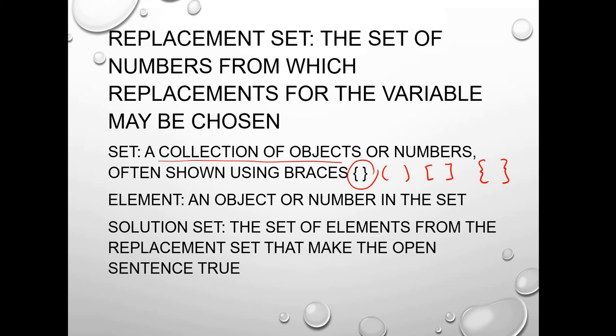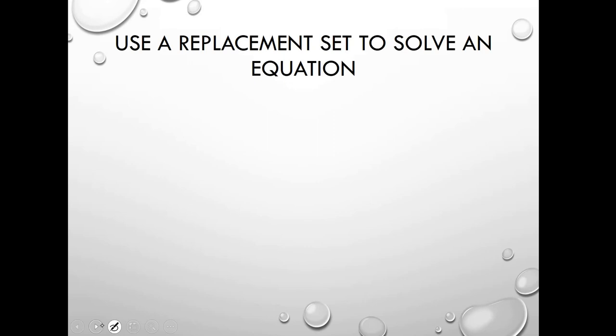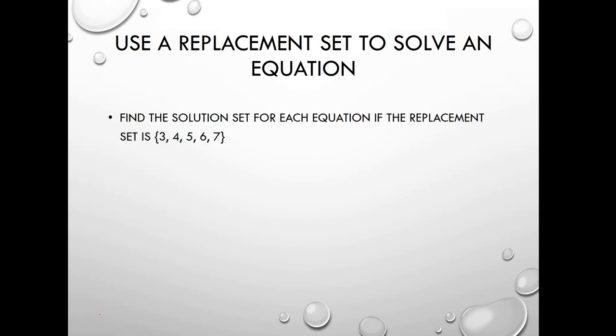Again, get this written down and we'll do a couple examples and it'll make a little more sense. So, using a replacement set to solve an equation. Find the solution set for each equation if the replacement set is 3, 4, 5, 6, and 7. Now remember, for this particular problem, these are the only values we can choose from. So here's our first one, and there's two ways to go about this. We could either plug each number in from the replacement set until we find one that works, or we can solve it like we would a regular equation.